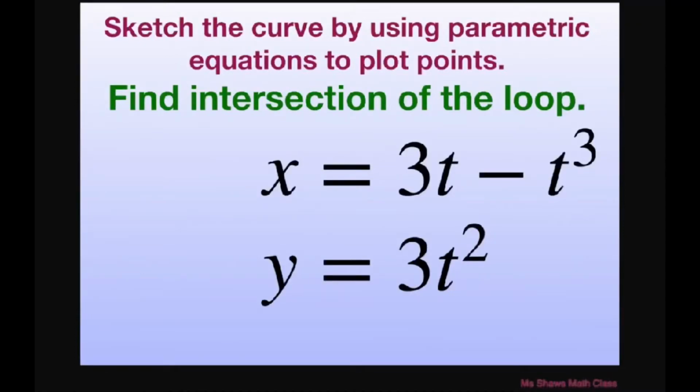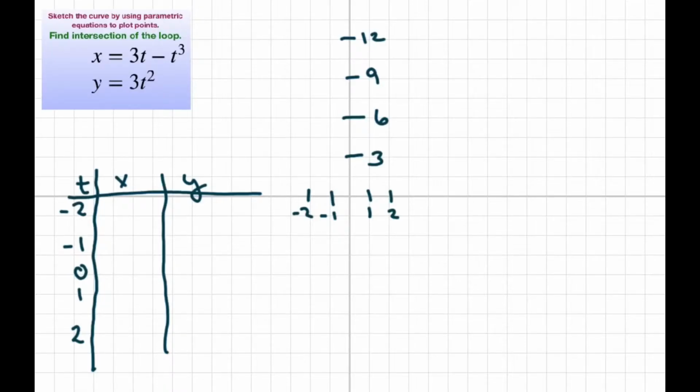Everyone, we're going to sketch the curve by using parametric equations to plot points. We also need to find the intersection of the loop. So I got started here. My y-axis, I've got the scale a little bit off from my x-axis.